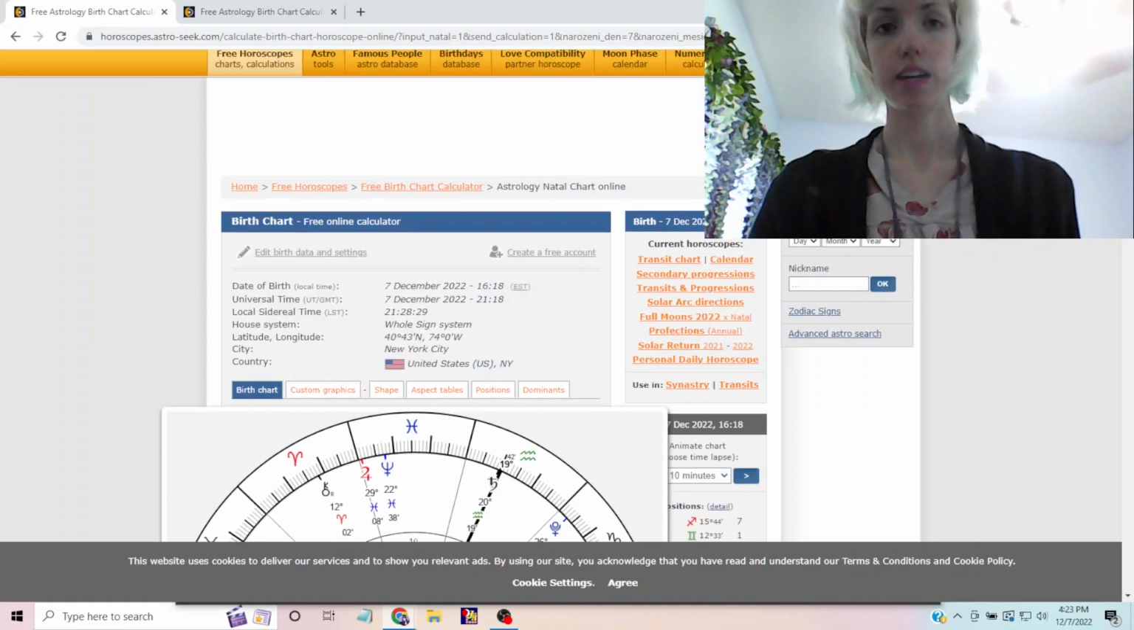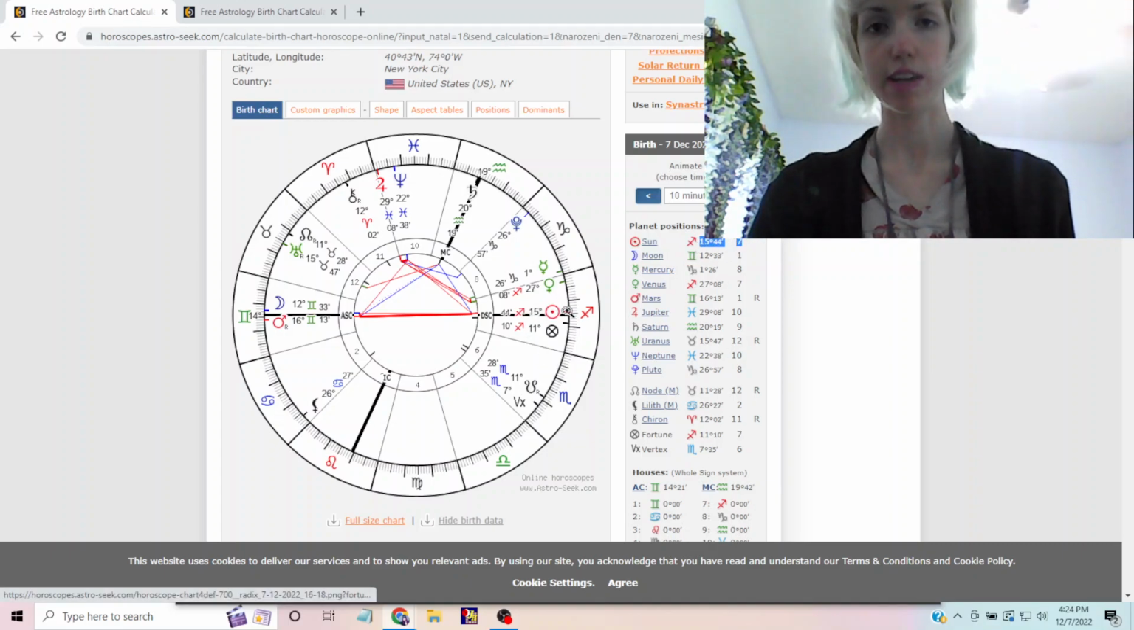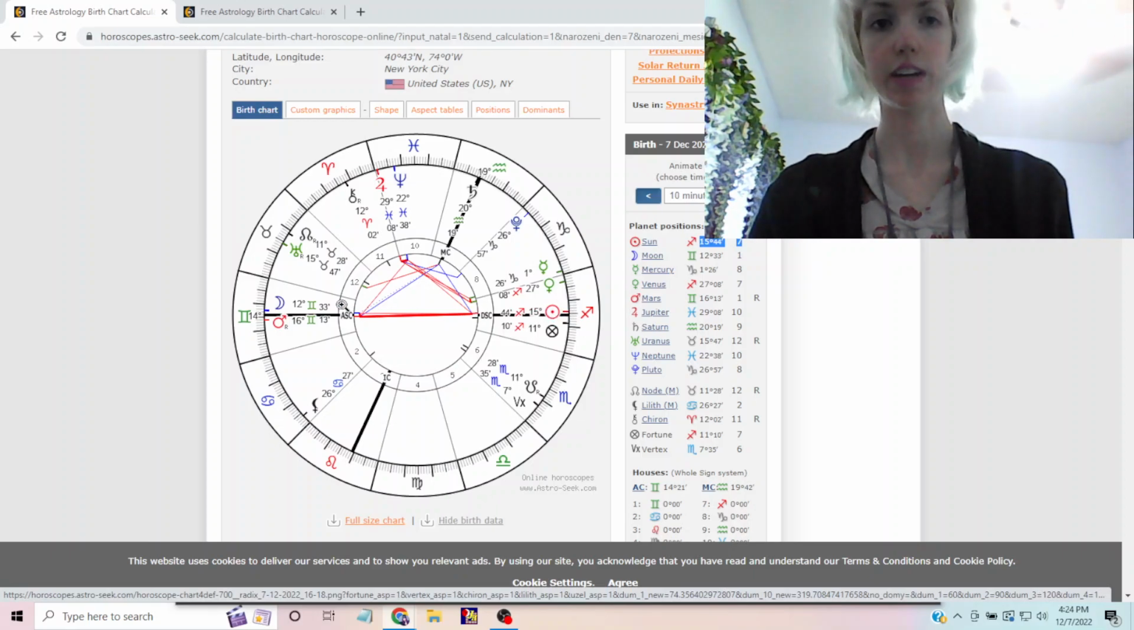So on the side here, we can see our planet positions. You can see the sun's at 15 degrees, 44 seconds of Sagittarius, because the symbol is Sagittarius, the archer. And you can look in the chart and you can see it right there, right on the descendant right now.